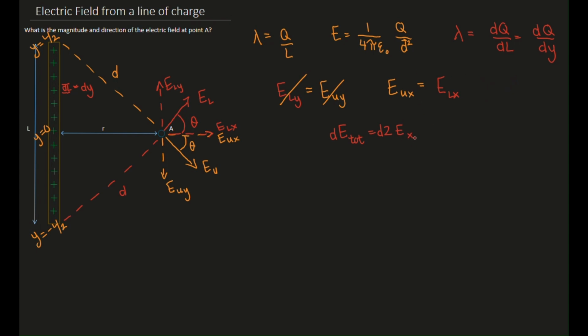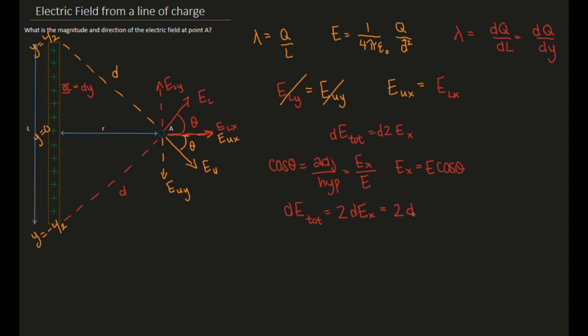We're also looking at just the x component of the electric field, and the x component is the cosine component because cosine is adjacent over hypotenuse. Our adjacent is our Ex, and our hypotenuse is our E. So in order to find Ex, we just multiply E by cosine theta. So Ex equals E cosine theta. So our dE total is equal to 2, and we can bring that 2 out because it's just a constant.